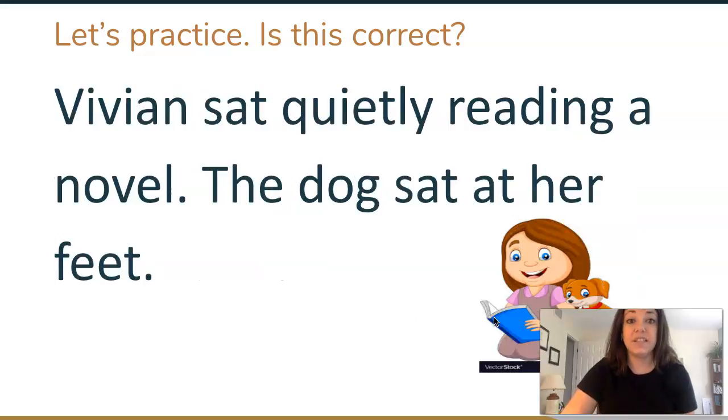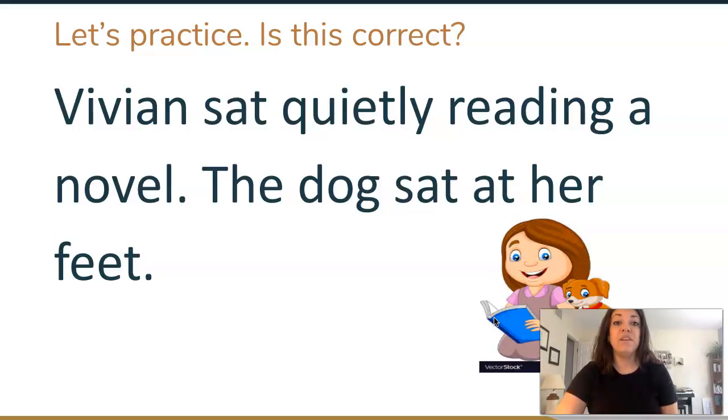Is this sentence correct? Vivian sat quietly reading a novel. The dog sat at her feet. We have a period here. Is this where the period should go? After the word novel? Yes, the period should go after the word novel. So we have two sentences. This is correct. Vivian sat quietly reading a novel. The dog sat at her feet.